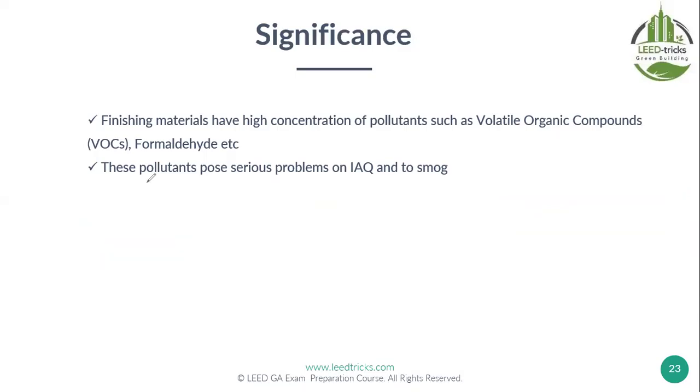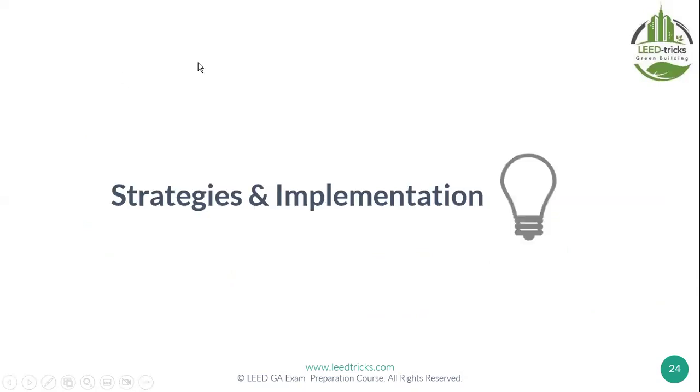So we need to avoid these VOCs inside our building. Like if you see new paint, and the paint is bad quality, even though the paint is already dry, you always smell the paint inside your room. That means the VOC is very high and this paint quality is not good. So this pollutant poses a serious problem in IAQ, or indoor air quality.